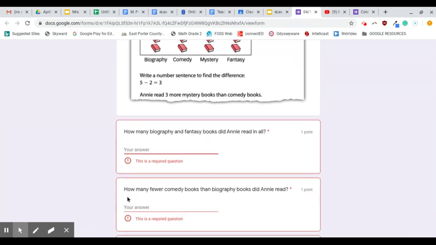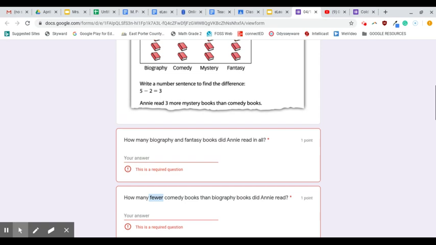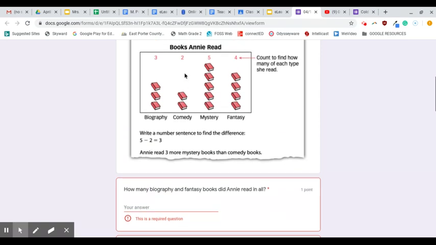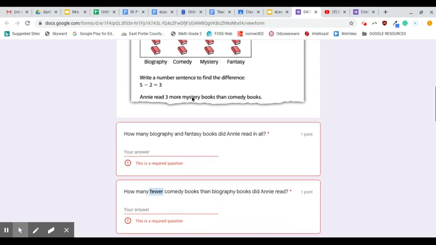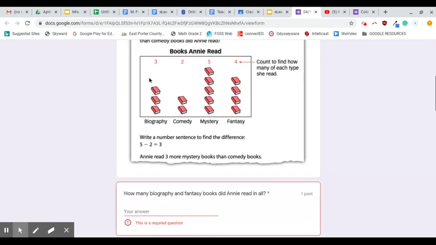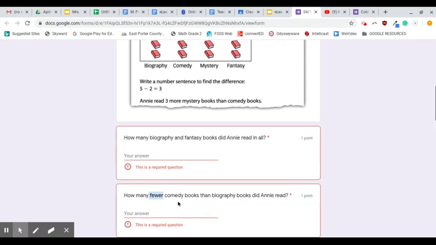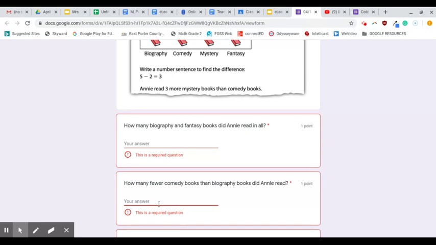Number 2, how many fewer comedy books than biography books did Annie read? This word right here, fewer, tells me that they want my number to be smaller. So I'm going to subtract. Comedy books was 2. Biography books was 3. If I'm doing subtraction, make sure that I put the biggest number first. So 3 minus 2 equals what for this answer?